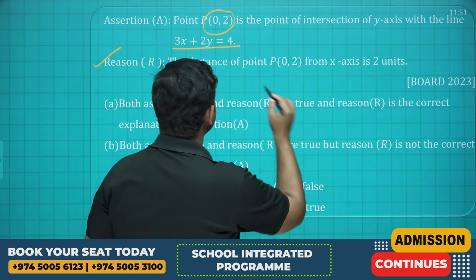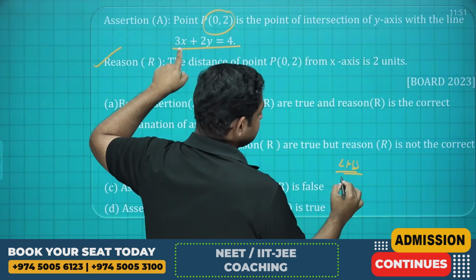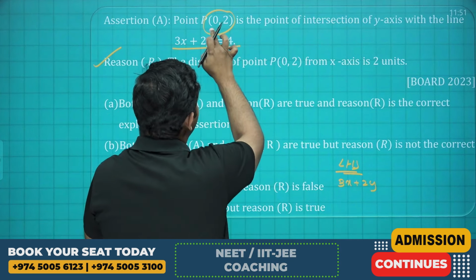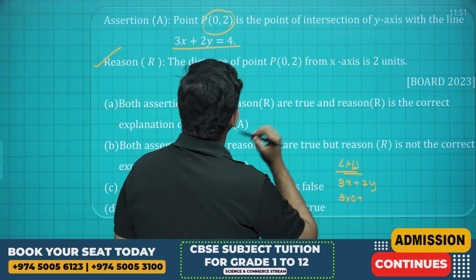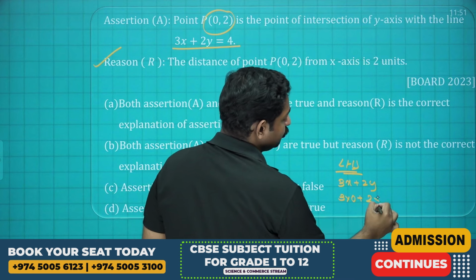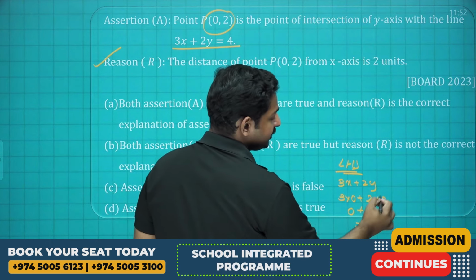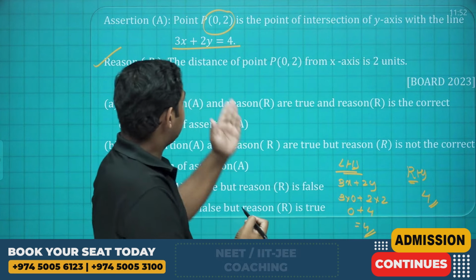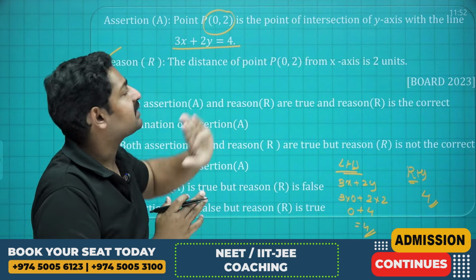The LHS of the equation is 3x plus 2y. If you substitute the values, instead of x it is 0, so 3 into 0, plus instead of y it is 2, so 2 into 2. So 0 plus 4, you will be getting 4. So LHS is 4 and what is RHS? RHS is 4 itself. So LHS and RHS are equal. The equation satisfies, which means it is correct.